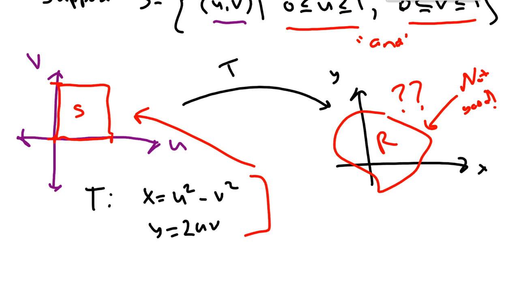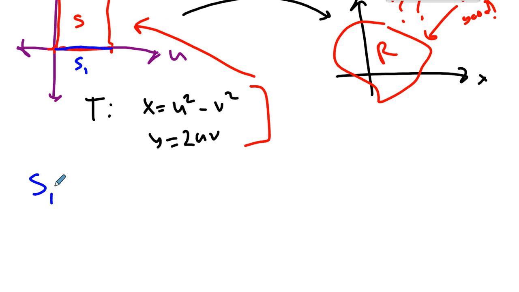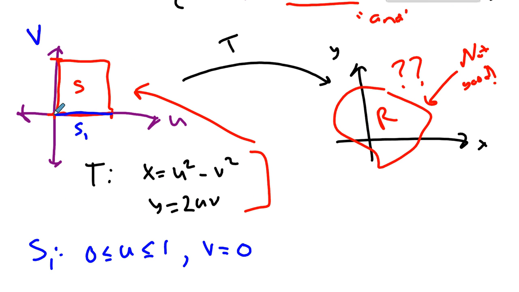I think a way to do that is to look at just one side at a time. So let's pick a color here. I'm going to call this side of the region S1. And if we look at side S1, we can say that u is between 0 and 1, and simultaneously v is equal to 0. Now, if you're in doubt about that, remember this vertical axis is the v axis, and anywhere along this blue line that I'm highlighting right now, v is staying equal to 0.